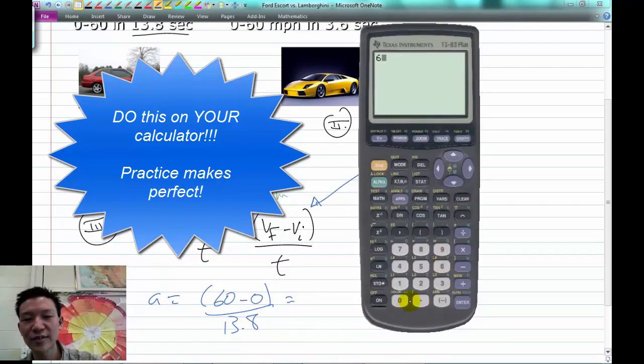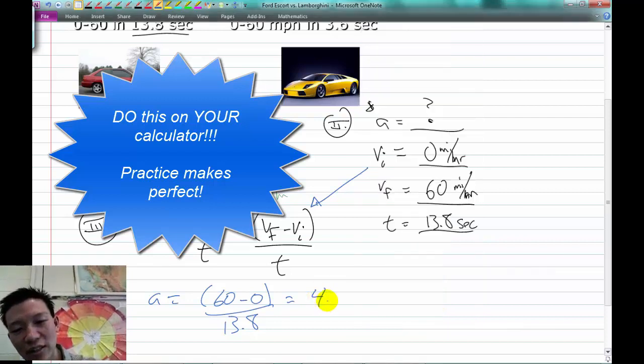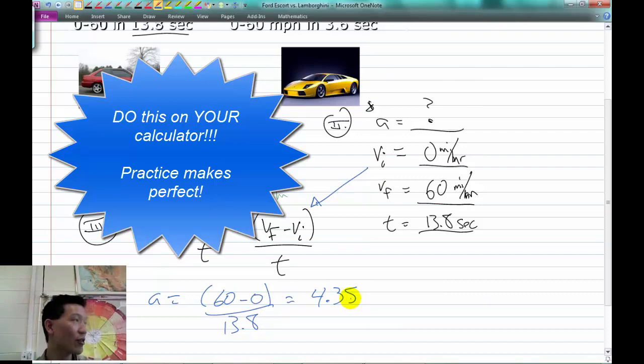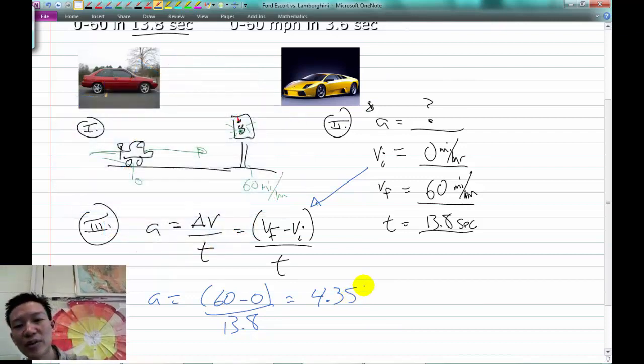I'm going to take 60 minus 0, which is just 60, right? Divided by 13.8. And I get 4.347. Let's just round that off. 4.35. Okay. What are the units on this? This is kind of weird. 4.35 what? Aha, it'll be miles per hour for velocity.